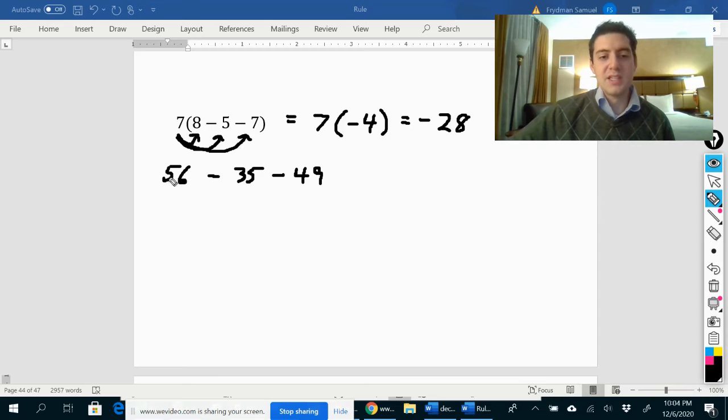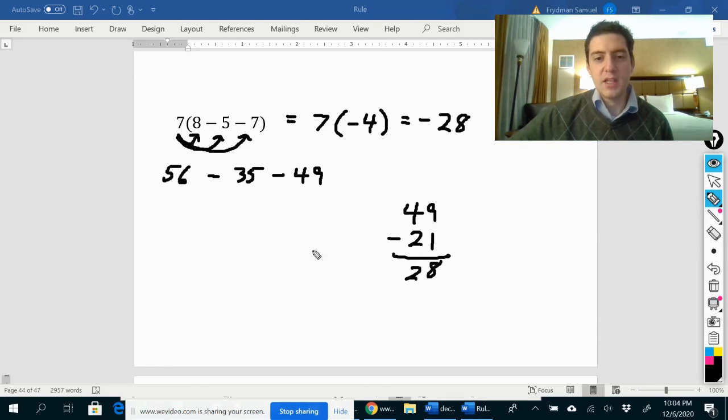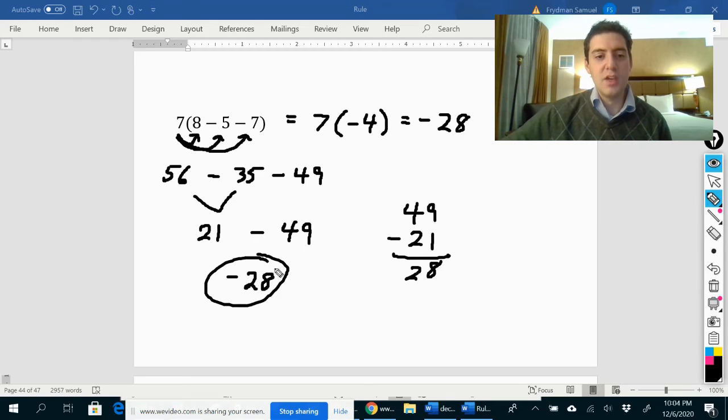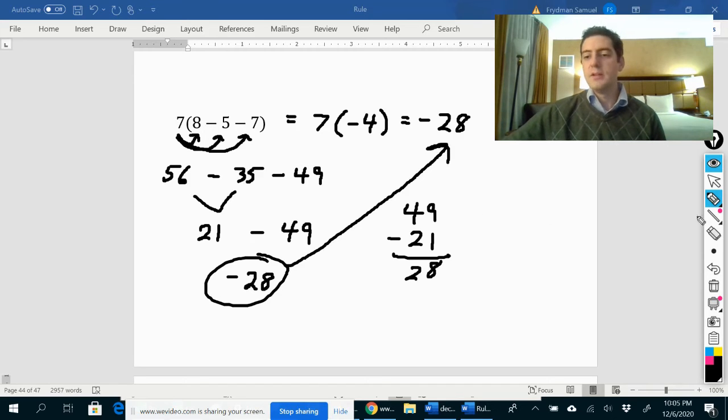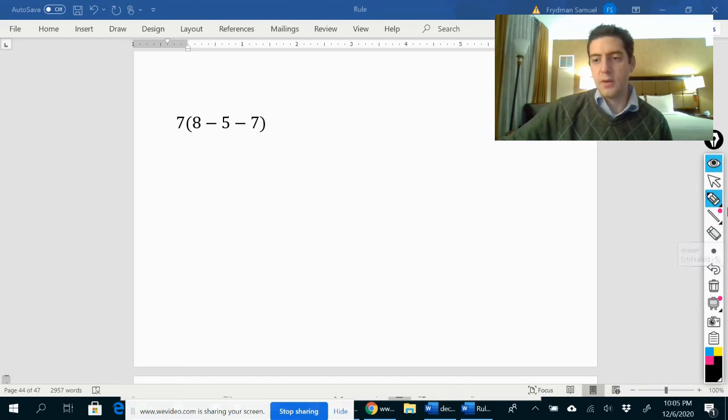Okay, but then let's see if this really is equal to my answer that I got over here. So 56 minus 35, that would be 21. And then 21 minus 49, let's see, well, 49 minus 21 would be 28. But then, so the other way, 21 minus 49, since I'm taking the bigger number away from the smaller number, that would give me a negative 28. So yeah, I do get the same thing here using distribution that I got back here when I evaluated what was in parentheses first and then multiplied it with the 7. Okay? And let's do one more example now.